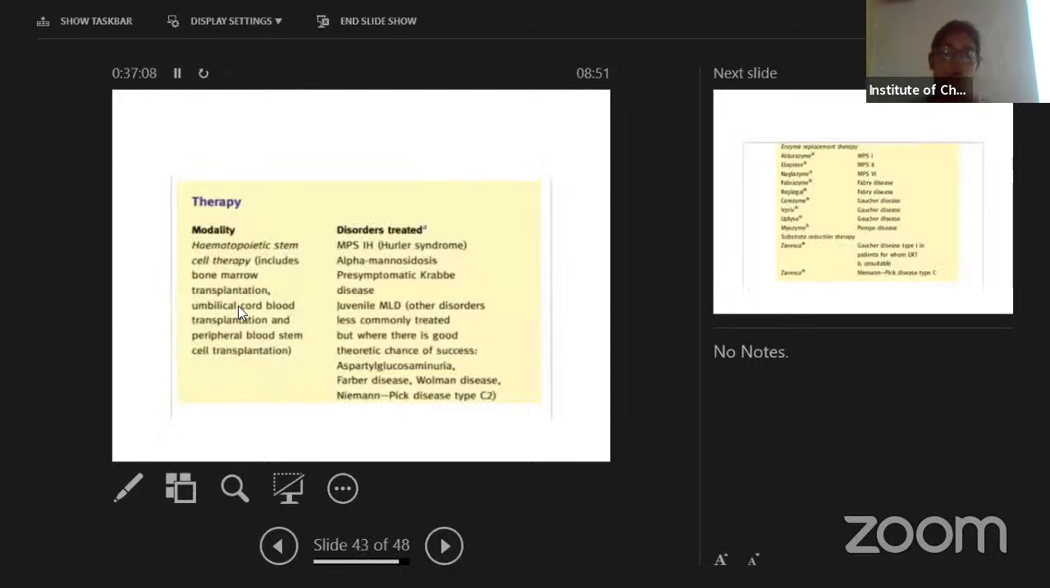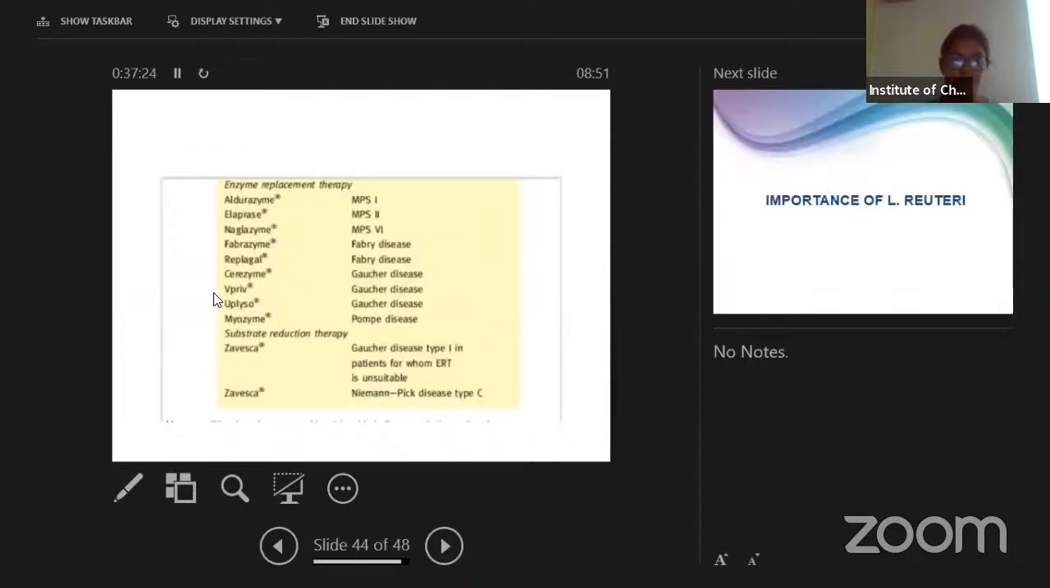This is the list of modalities and the disorders treated, such as hematopoietic stem cell therapy, bone marrow transplantation, umbilical cord blood transplantation, and peripheral blood stem cell transplantation. And this is the list of disorders treated with transplant. And this is the list of enzymes and the corresponding diseases treated with enzyme replacement therapy.